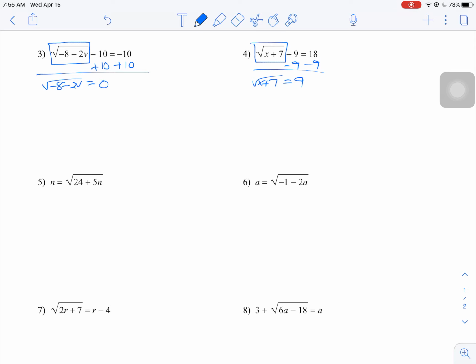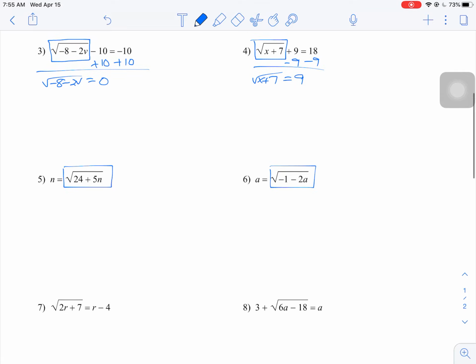On 5, when you look at the right side of the equation, the radical is already isolated, so you're actually ready to just jump into squaring both sides of the equation to solve that one. Same thing on 6. The square root's already all by itself on one side of the equal sign, so you're ready to just jump into solving the whole equation by squaring both sides.